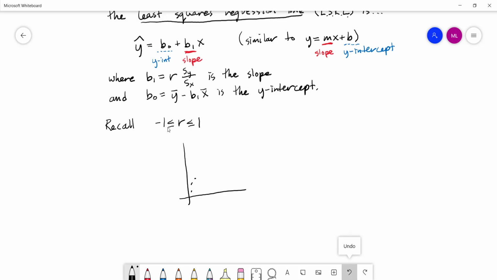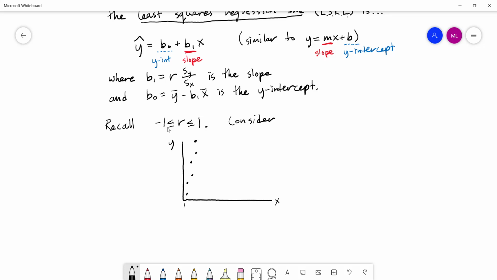I drew that really crooked, so let me try to do this a little more carefully. So consider the following. Okay, so I want it to be a really steep set of data. This is my x, this is my y. Clearly the trend line is going to look something like that, ballpark. It's going to be really steep. But the slope of this line is greater than 1.